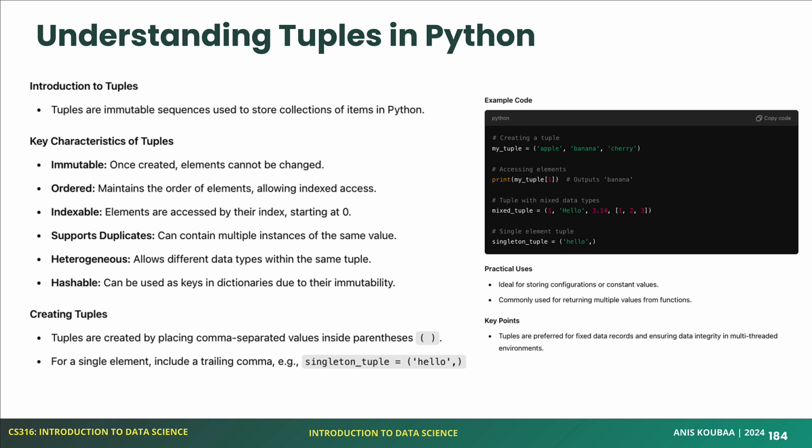They are ordered, maintaining the order of the elements because they can be accessed through an index. They support duplicates, in contrast to sets, as we're going to see later. So you can have duplicate elements, and heterogeneous ones too. It's similar to a list. The main difference from a list is that they are immutable and they are hashable. And this is why access to elements in a tuple is much faster than in a list.